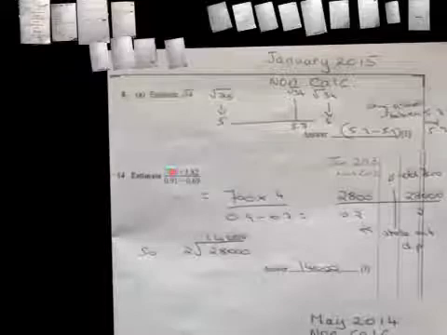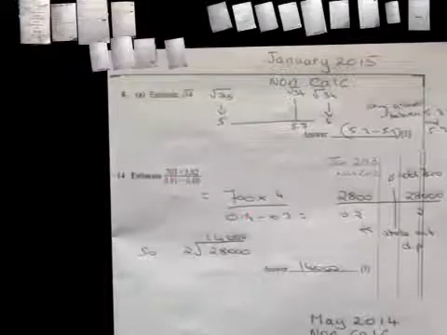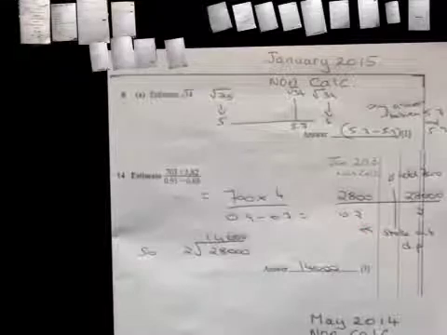Estimating: 703 becomes 700. 3.82 becomes 4. However, here's the key thing. 0.91 becomes 0.9. 0.69 becomes 0.7, and that gives us an answer of 0.2. So 700 multiplied by 4 gives you 2,800.